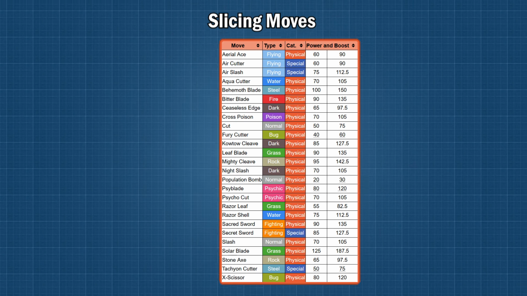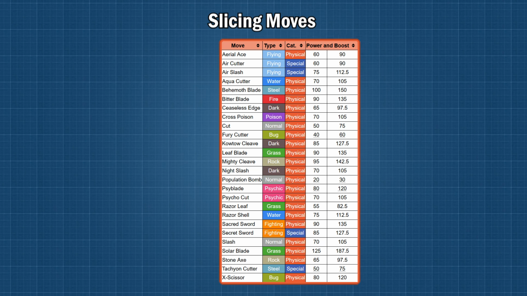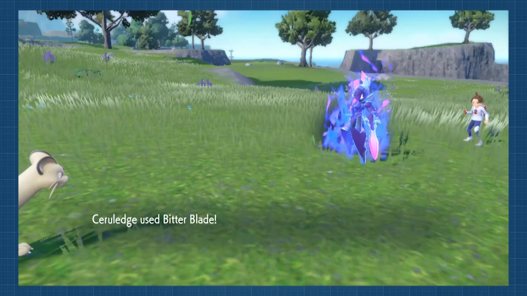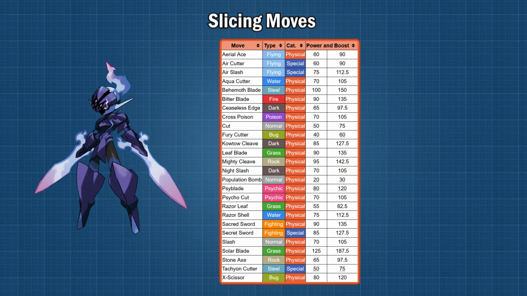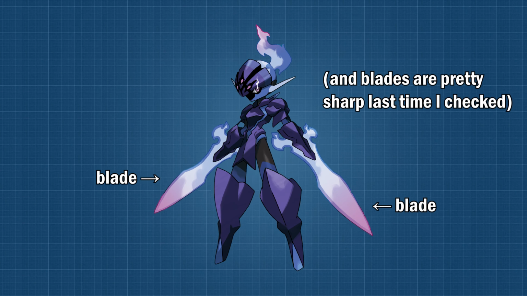I also want to point out another missed opportunity that ties into what I said earlier about Armarouge getting Armor Cannon, which is that Ceruledge should have gotten Sharpness. Its signature move, Bitter Blade, is a slicing move, and it can learn 3 other slicing moves, X-Scissor, Solar Blade, and Night Slash. Also, its arms are literally blades.